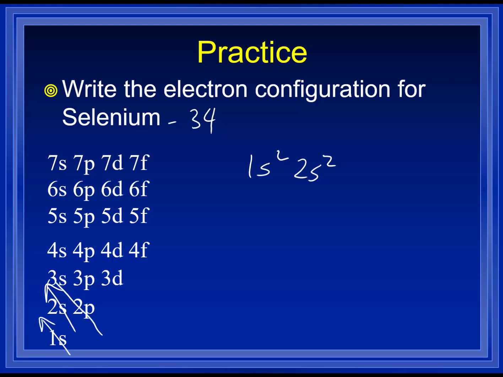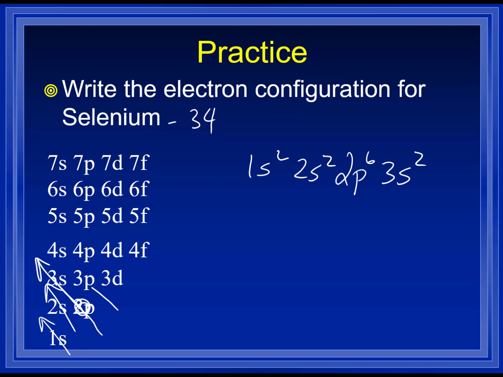Next arrow is going to go through 2p, and 2p can hold 6. Should I fill it up? Yeah, because that 6 only gives me 10 of my 34. 2, 2, and 6. Then after 2p, notice I can stop and talk, because all I can do is say, oh, I was here at 2p, next I'm going to 3s. And 3s can hold 2.